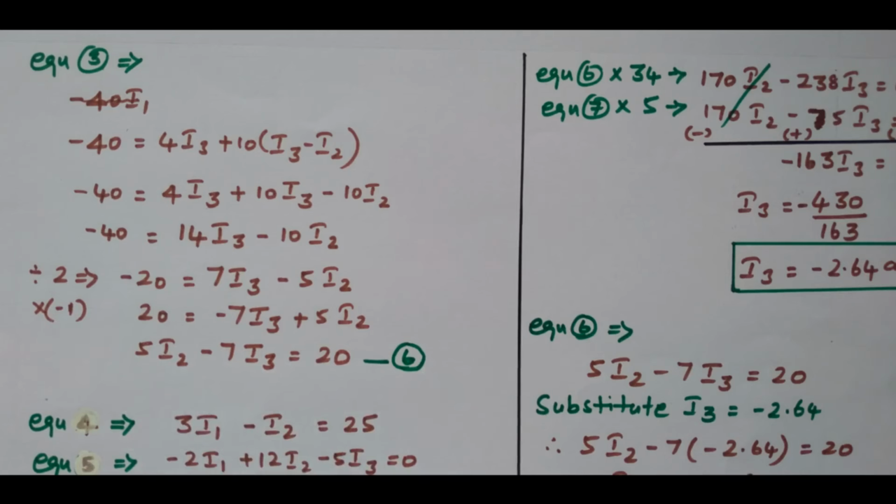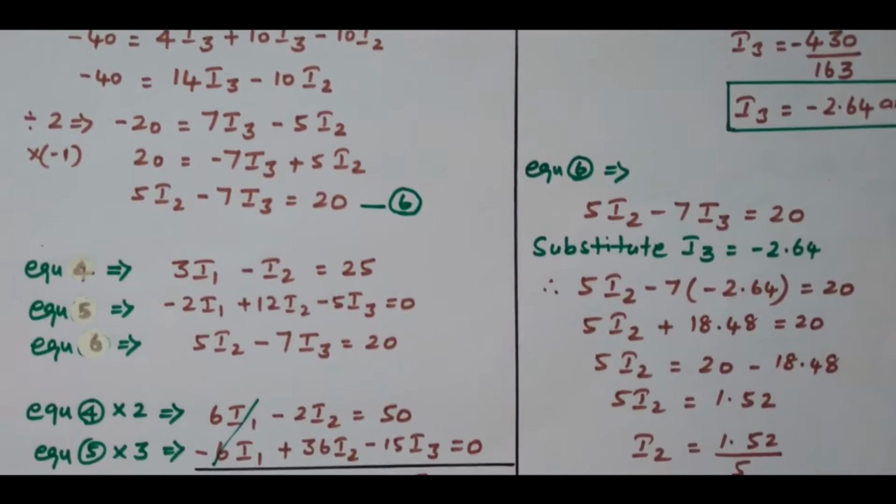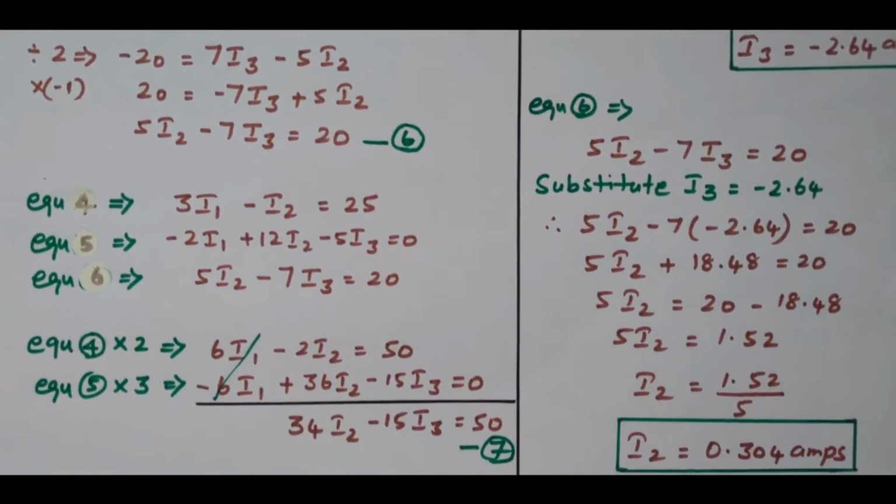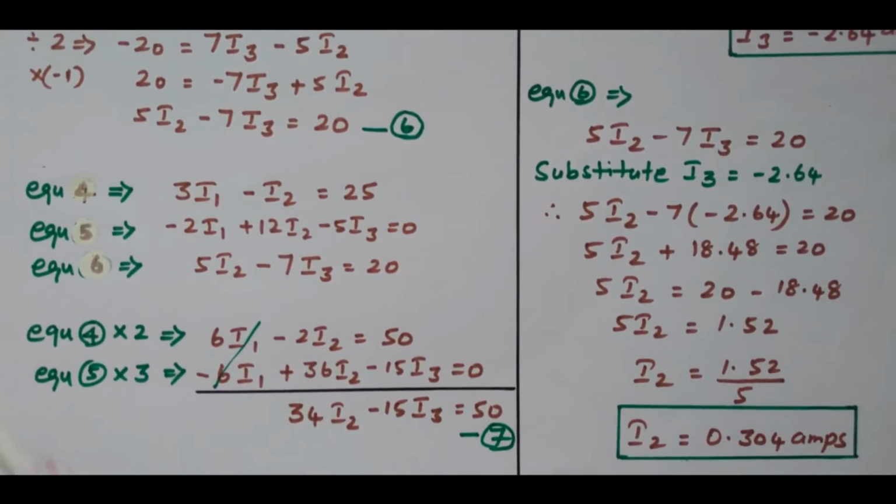Now equations 1, 2, 3 are simplified and given the new numbers 4, 5, 6. So these equations are available here: equation 4, 5 and 6. Now we need to solve these equations. By solving these 3 equations, we can find I1, I2 and I3. First consider equation 4 and 5.